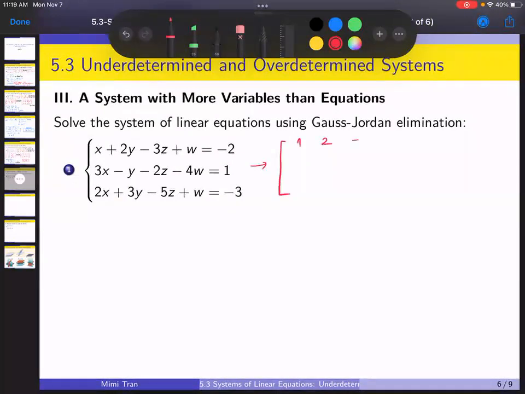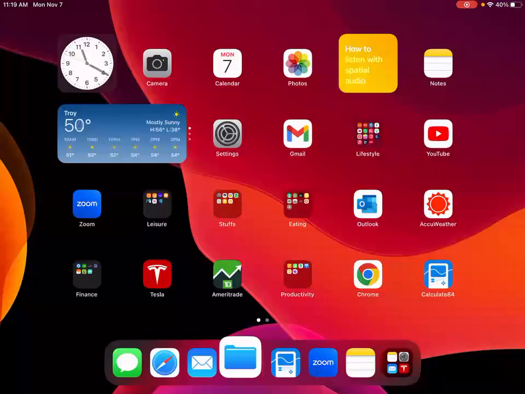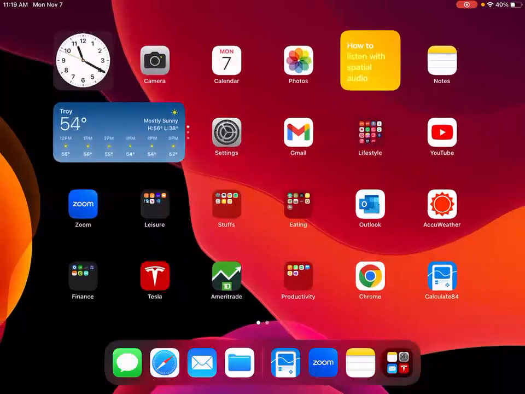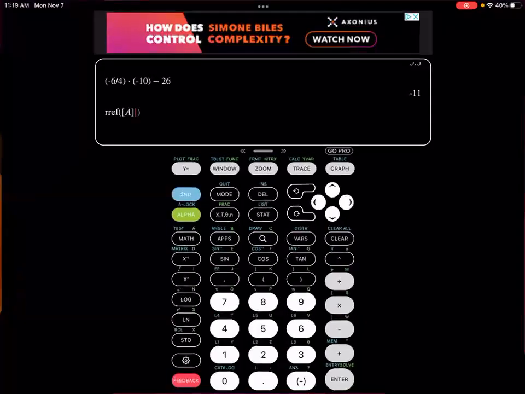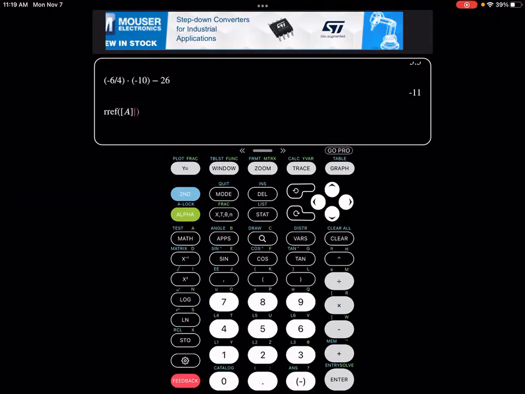1, 2, -3, 1, -2. Oh, you know what? Let me check my calculator. I found this on the web. It froze earlier. See, it's still frozen. Sorry. I was going to show you what the infinitely many solutions look like.